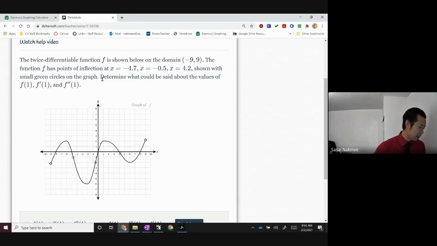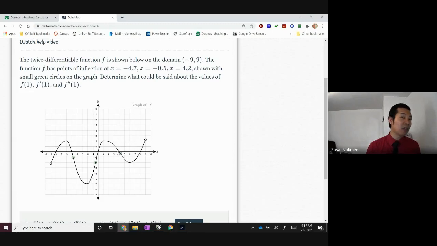Anyways, the twice differentiable function is shown below in the domain from -9 to 9. So here's a function, f of x, right? And they say it's twice differentiable. It just means that you can take the derivative of it twice. The derivative of it twice exists. So the first derivative exists and the second derivative exists, right? They also tell us some important facts, that we have a point of inflection at -4.7. So these green dots right here, and -0.5 and at 4.2, these green dots represent points of inflection, right?